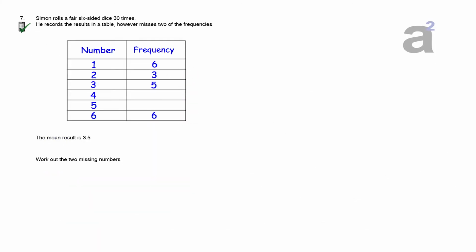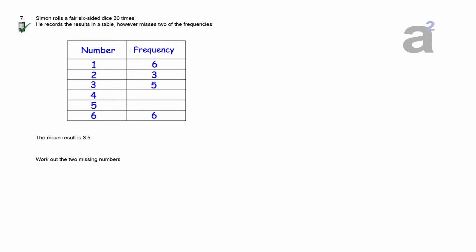This is a very interesting question. Simon rolls a fair 6-sided dice 30 times. He records the results in a table. However, he misses 2 of the frequencies. So the numbers, he got 1 6 times, he got 2 3 times, he got 3 5 times, but 4, how many times? He did not record it. 5 he did not record, but 6 he got 6 times. The mean result is 3.5. Work out the 2 missing numbers.